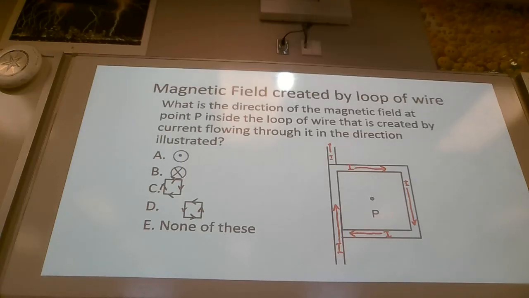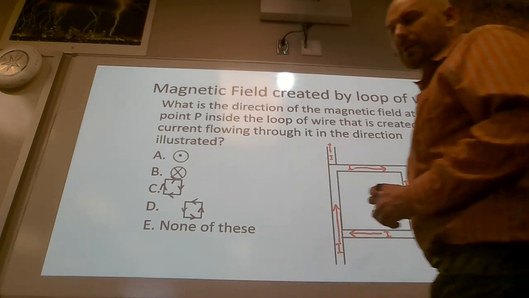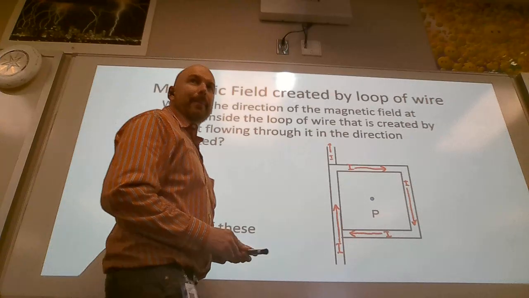Grab the wire on the left side, top, the right side, the bottom, and evaluate at each of those sides the direction of the magnetic field. Tell your neighbor. Okay. Correct answer is B.